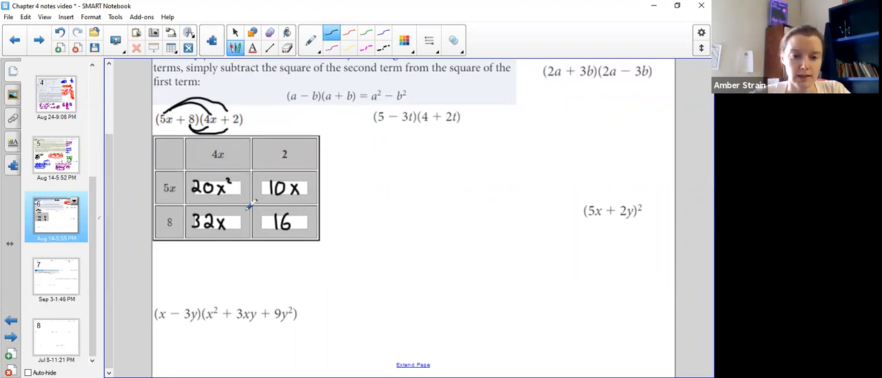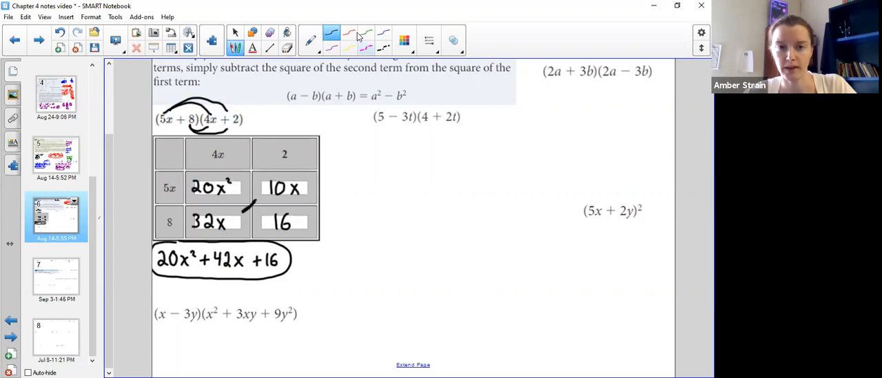So when I'm finishing this up, I see that my like terms would just be these 2 right here. So the final answer would be that 20x squared. 32 and 10 more would make 42x. And then of course that constant 16. But instead I think of it more with kind of like these rainbows here and just make sure that everybody goes to everybody. So let's try it that way, more as that acronym FOIL. First, outer, inner, last. First to first, outer to outer, inner to inner, and last to last.